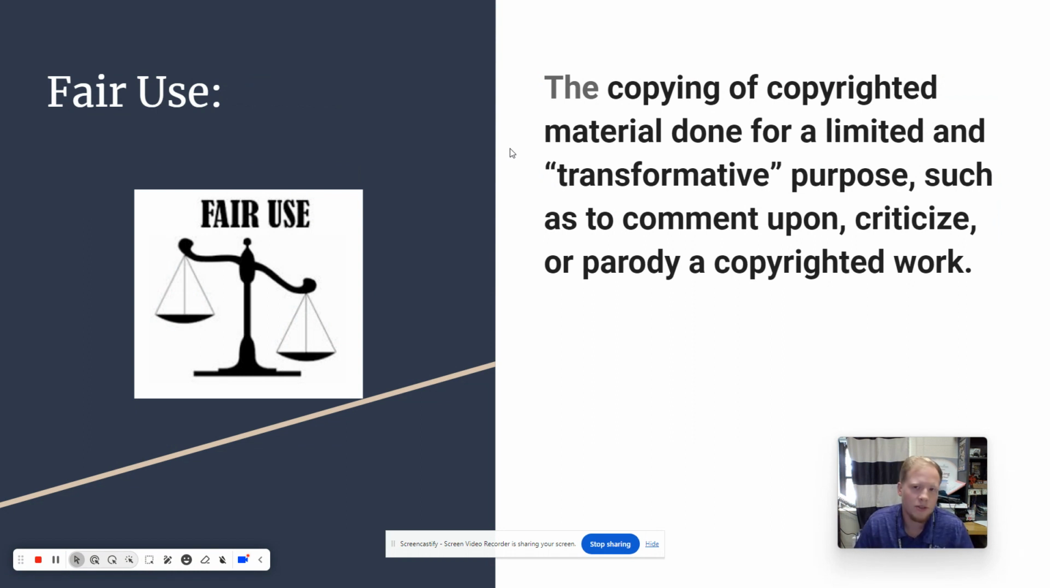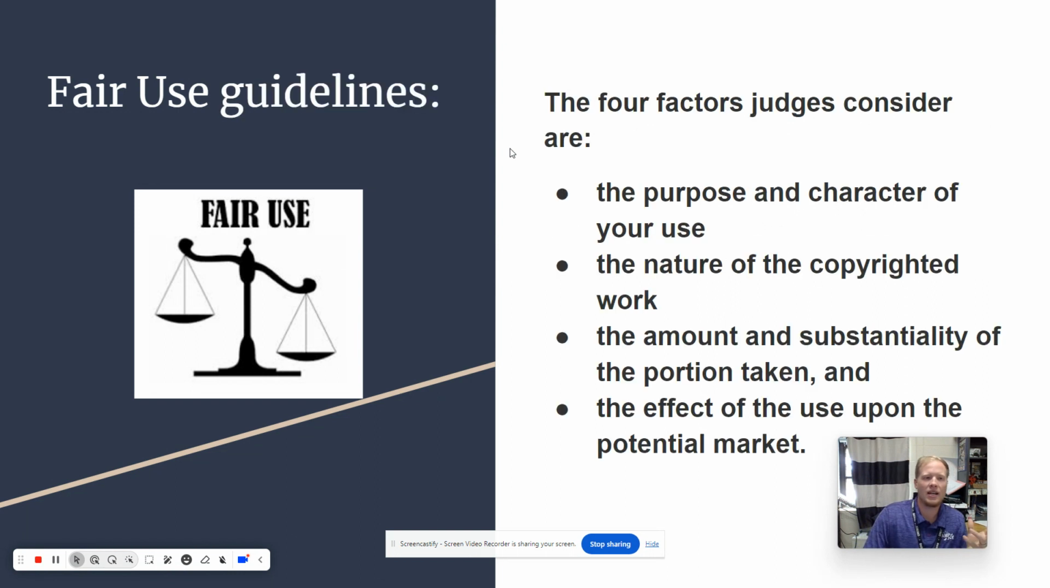All right, fair use. What is fair use? This is the copying of copyrighted material for a limited and transformative purpose, such as to make a critique of it, to make a parody. You're using it to build upon it, add your own diss to it, but you're not. There's a couple guidelines to follow.